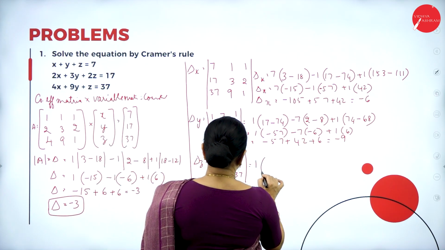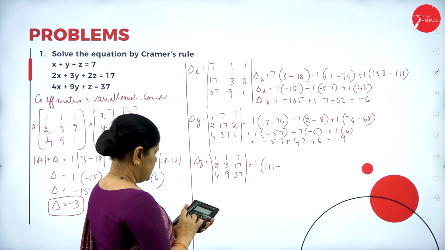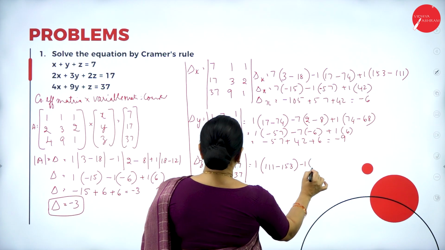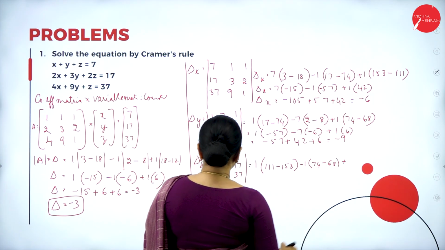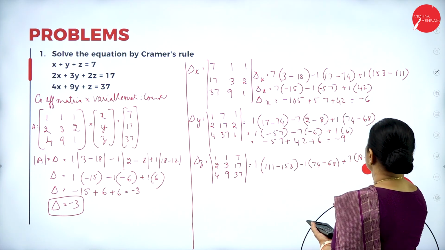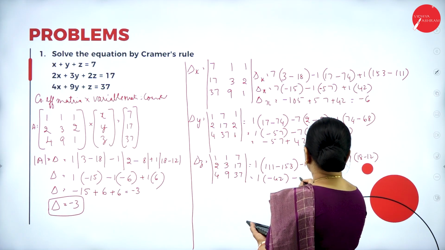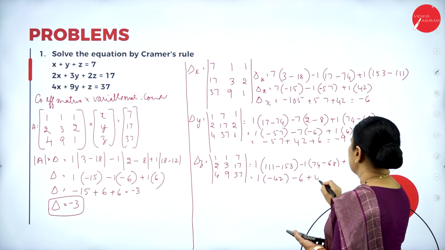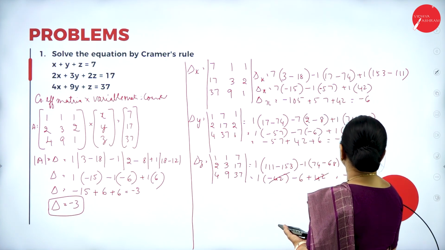So it will be 1 into 37 into 3, 111 minus 17 into 9, 153 minus 1 into 37 into 2, 74 minus 68 plus 7 into 18 minus 9 2s are 18 minus 12. So this will be 1 into minus 42 minus of minus 1 into 6. That will be minus 6 plus 6 7s are 42. So it will be equal to 42. 42 gets cancelled. I am left with minus 6.